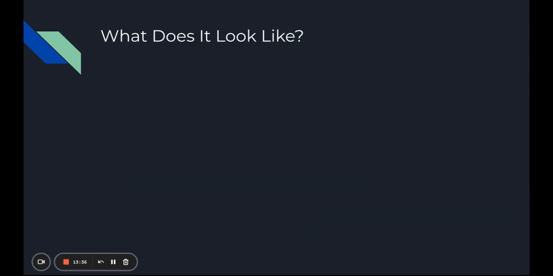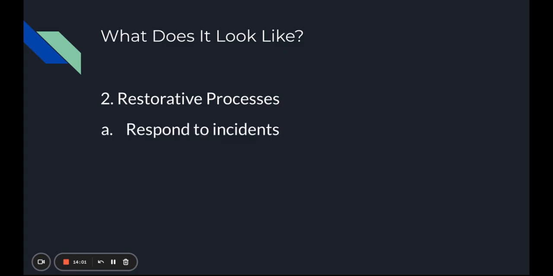Our other main approach to restorative practices is restorative processes. Unfortunately, as much as we would like to be proactive in attacking problems and giving students strategies and processes to help avoid conflict, we can't always have a 100% success rate with that. So we can focus on restorative processes for when those incidents do occur. And we want to be prompt in how we respond to these incidents.